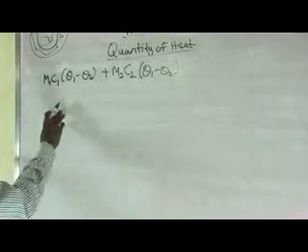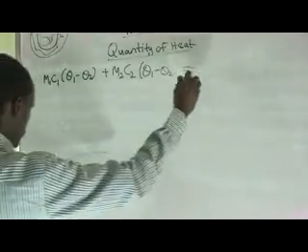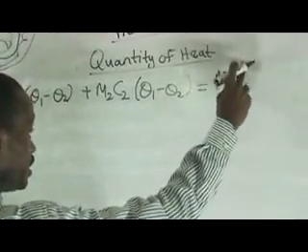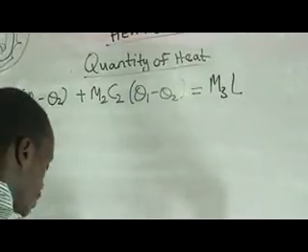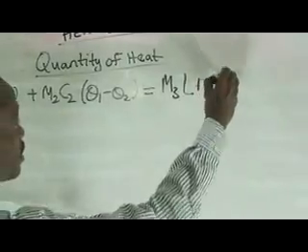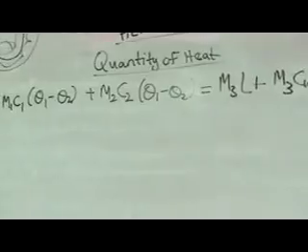So that will give us the heat lost equal to the heat gained, which is M3 times the latent heat, that is the heat change from ice to water, plus the heat required to change it from water to that particular temperature, which is theta 2. So that is the basic idea of the latent heat, and it follows suit from our previous example, and that wraps up our quantity of heat.